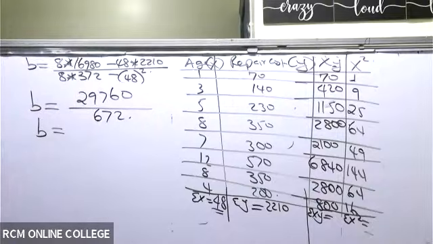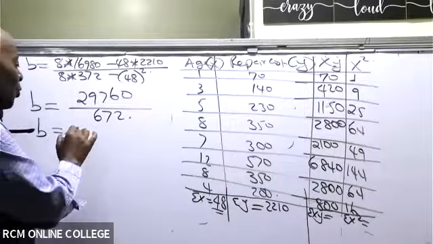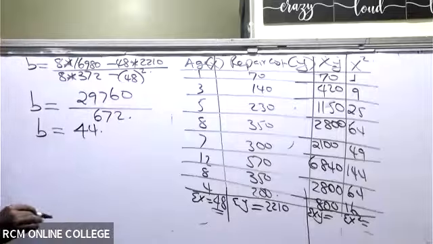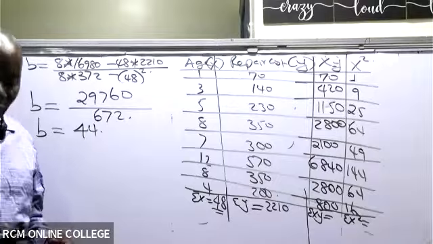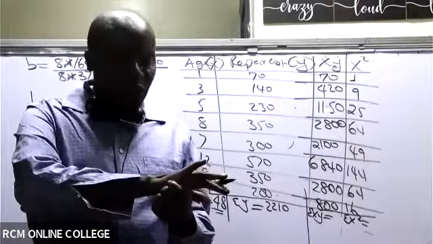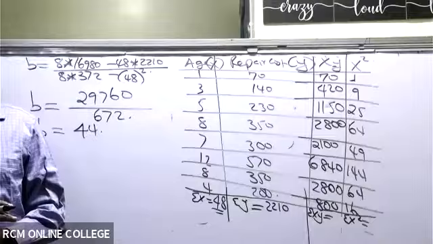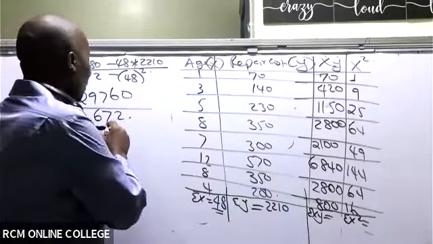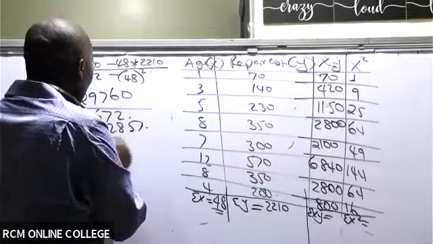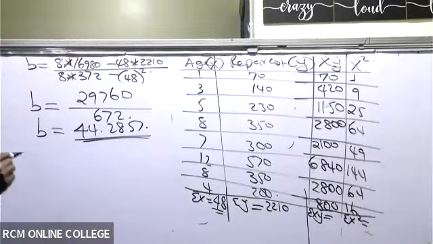Give me an answer to 4 decimal places. I would always prefer 4 decimal places for accuracy, unless it comes to exactly 2 decimal places. But if it has other decimals, then please round them off to 4. 4 decimal places are sufficient. 44.2857. So this is the value of B.